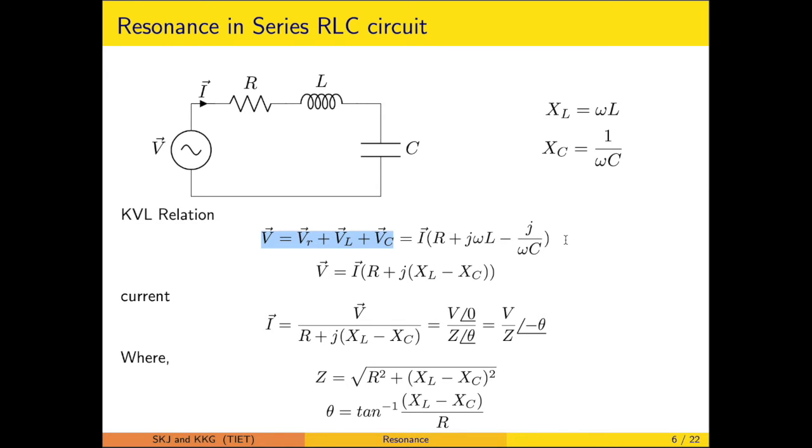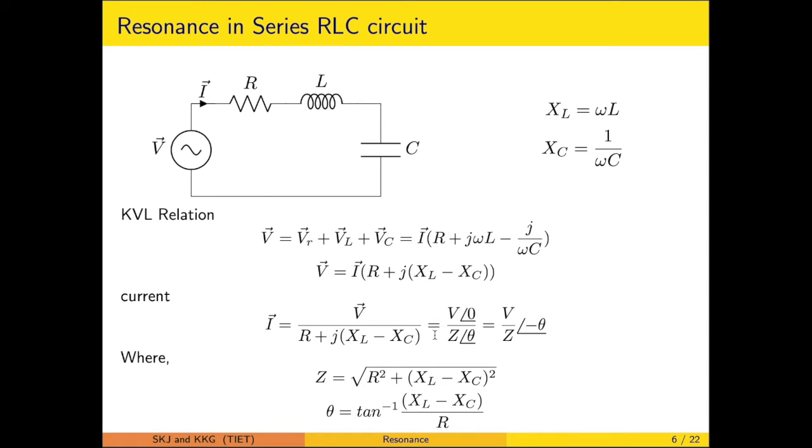We have already discussed the phasor relationship. Here the current is common. So the expression comes out to be I times R plus j omega L minus j upon omega C. This omega L is the inductive reactance. 1 upon omega C is the capacitive reactance. This results in the form like this.